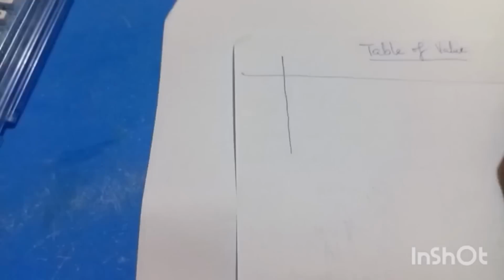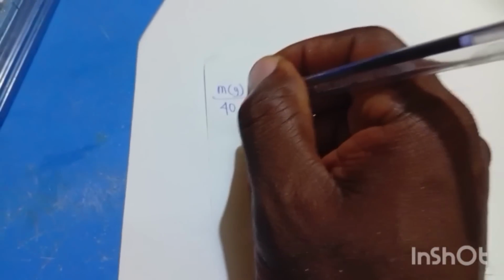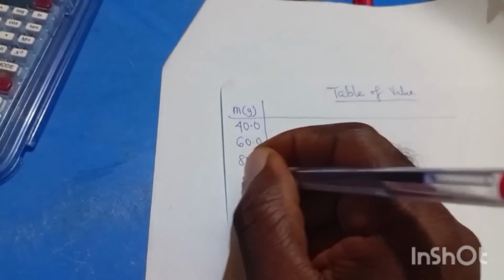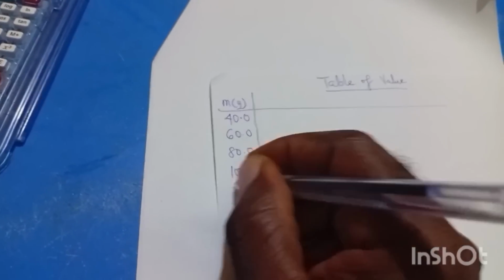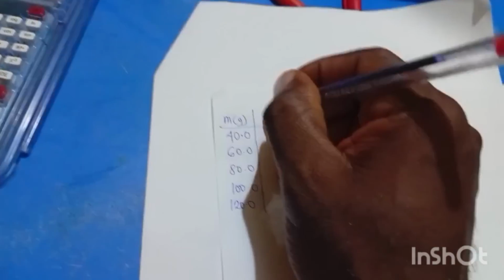Now, in the question, we have been told that we need m. If you like, you can write serial number. Those of you that like writing serial number, you can write it in your first corner. But here I want to use it straight. My m is measured in gram, starting from 40. If you like, you can put 0, no problem. If you like, put 40, no problem. So your own levels are 40, 60.0, 80.0, 100.0, and 120.0.